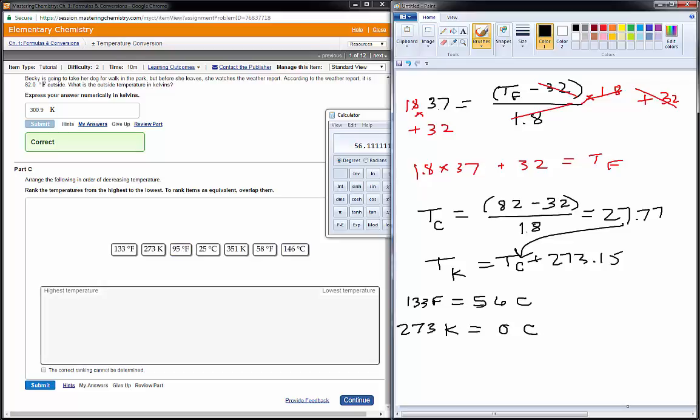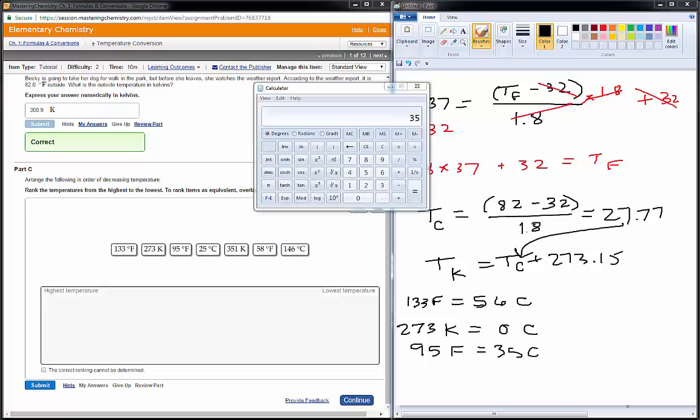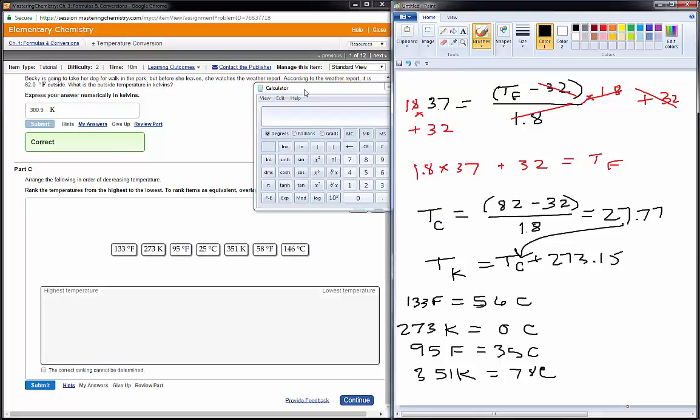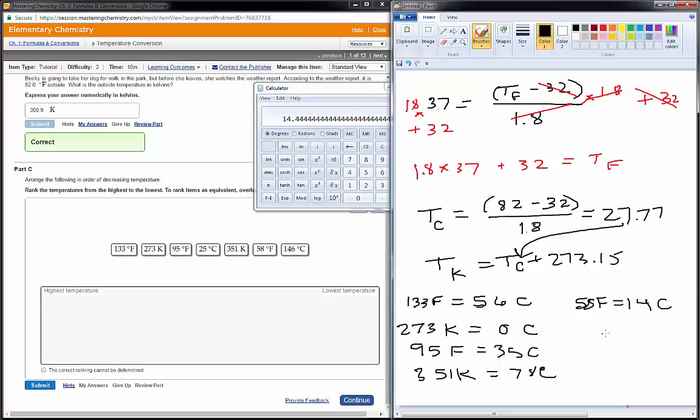95 Fahrenheit: 95 minus 32 divided by 1.8 gives me 35 Celsius. Next we have 25 Celsius, so we don't have to convert that. 351K minus 273.15 gives me 78 Celsius. 58 Fahrenheit: 58 minus 32 divided by 1.8 gives me 14 Celsius. And last of all, we have 146 Celsius.